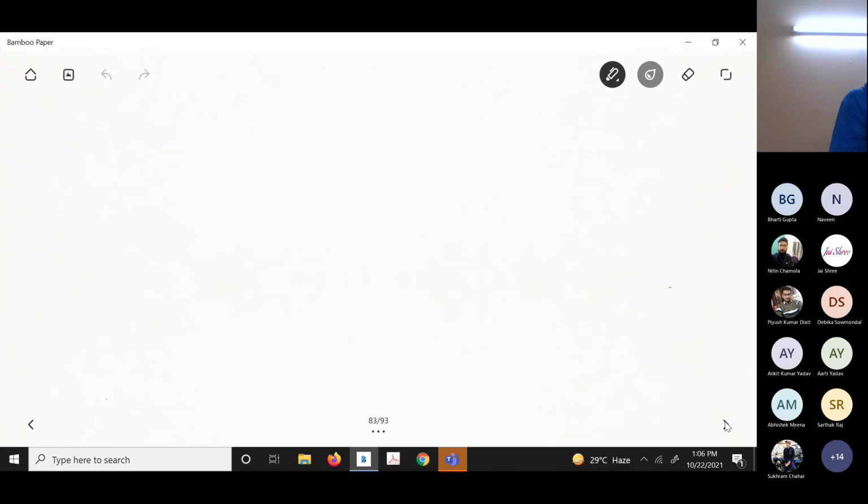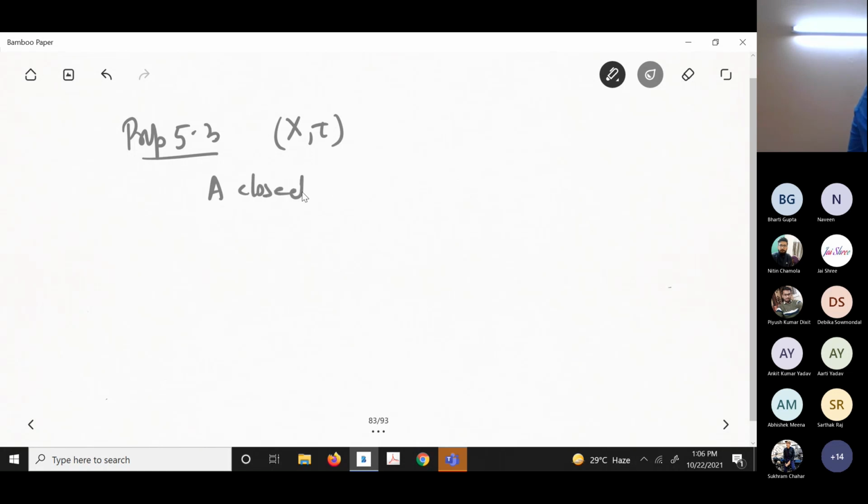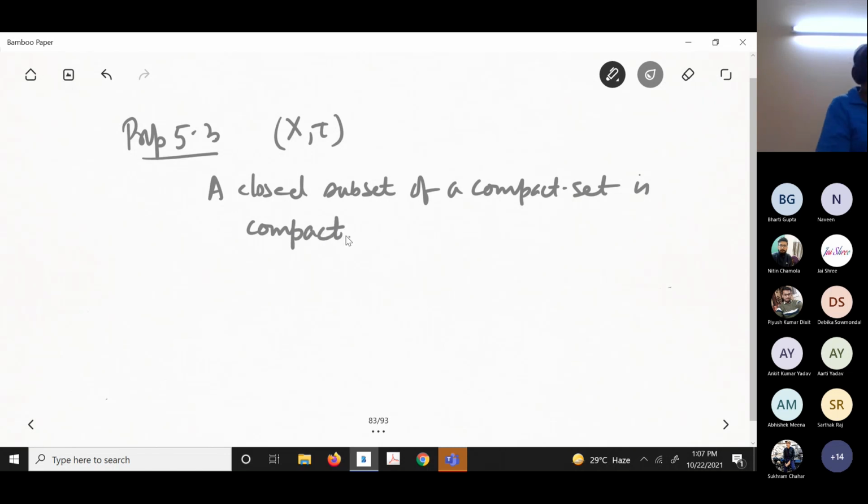Okay. I will just do a couple of theorems, but this chapter you should read very carefully. Look at proposition 5.3. Briefly it says: a closed subset of a compact set is compact. The proof is easy actually. Once you understand the definition of compactness well, it's very straightforward.